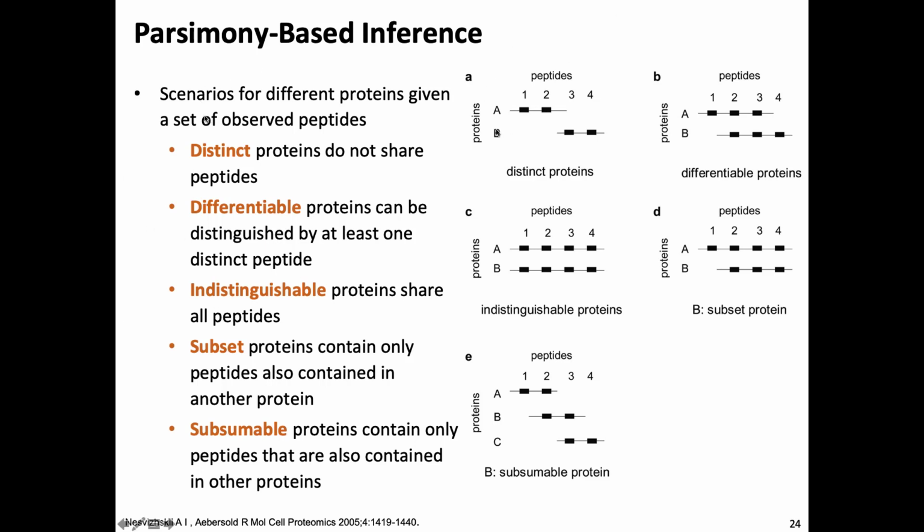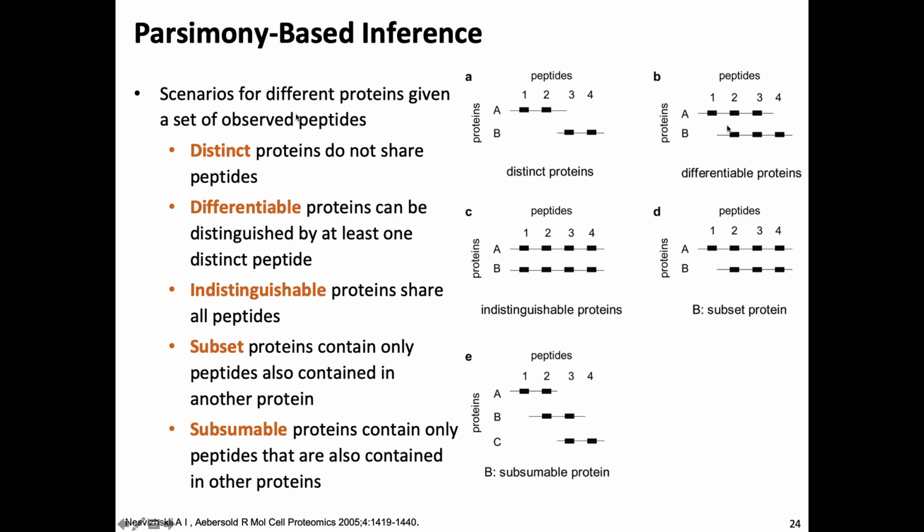So if we have 2 proteins A and B, then we can observe possibly these 2 peptides and these 2 peptides, in which case they would be distinct. Proteins do not share the peptides, in which case if you see these guys, you can clearly explain away what's going on. You know, based on the evidence, that these 2 are present.